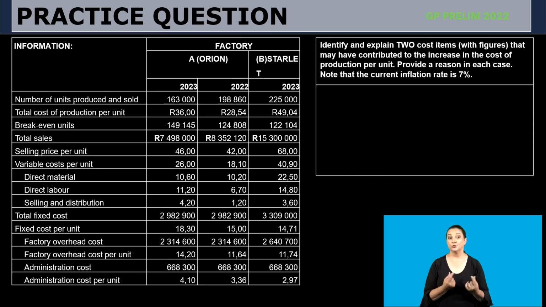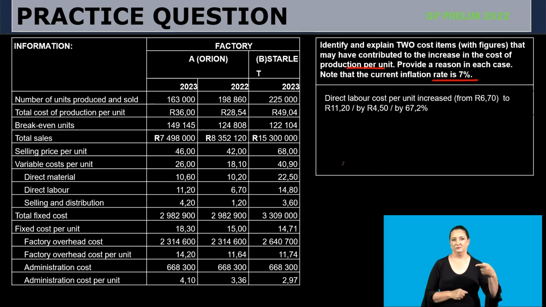The next question then says, identify and explain 2 cost items with figures that may have contributed to the increase in the cost of production per unit. Provide a reason in each case. Note that the current inflation rate is at 7%. Okay, so 2 costs that may have contributed to the increase in the cost of production per unit.